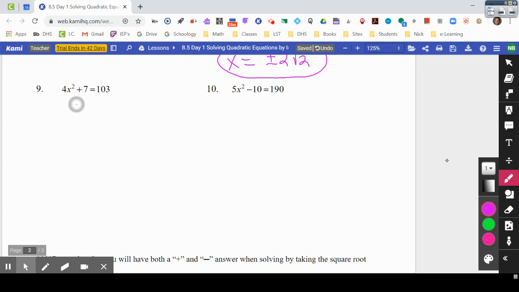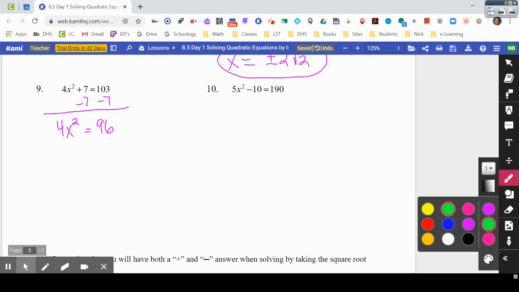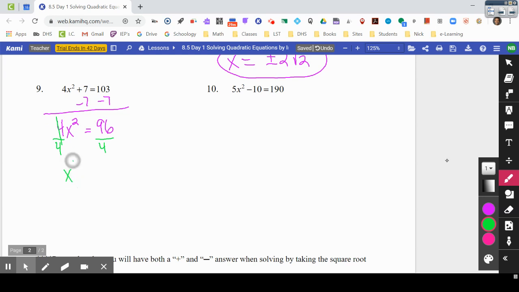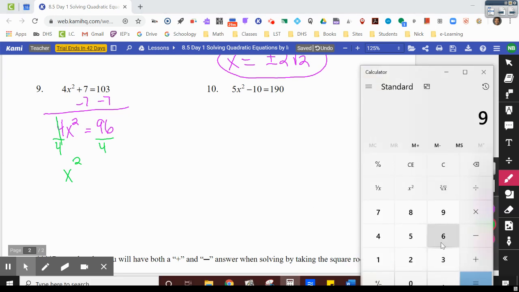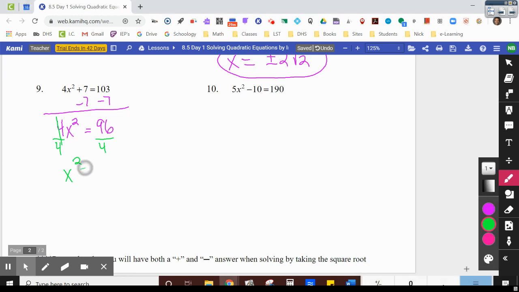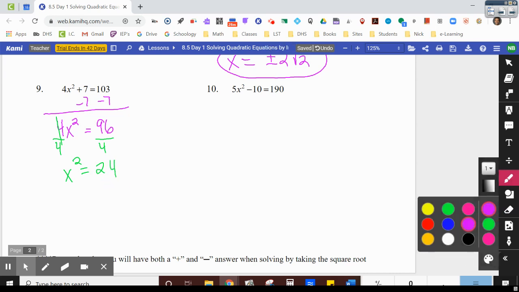My first step is going to be to subtract 7 from both sides. So then we get 4x squared is equal to 96. Now I'm ready to divide both sides by 4, because that is going to get my quadratic term isolated. So I'm going to take 96 and divide that by 4. 96 divided by 4 gives me 24. Now that my quadratic term is isolated, I'm ready to take the square root of both sides.